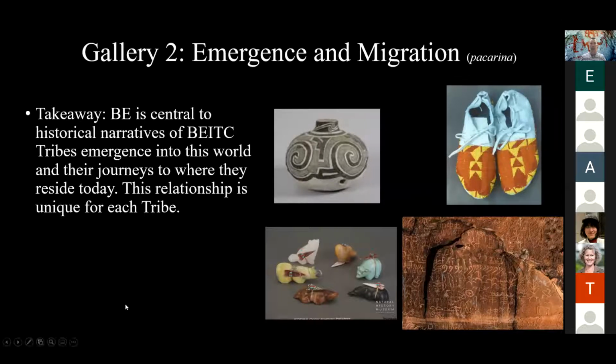So getting into our more thematic issues or galleries of the exhibition, we start off with the narratives of emergence and migration into this world.